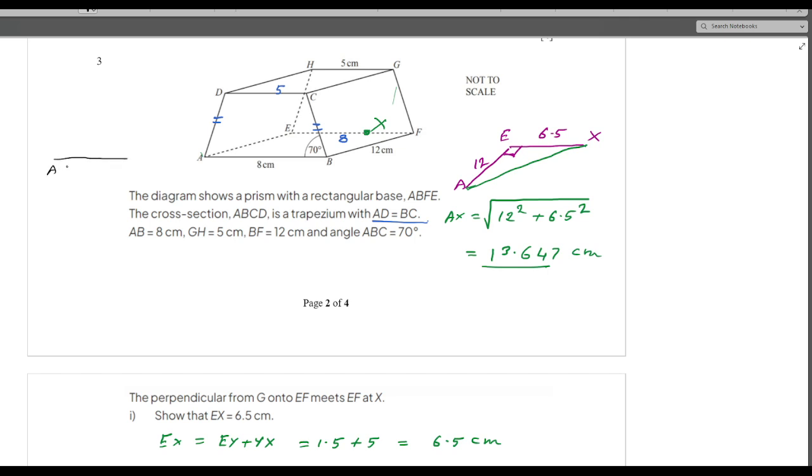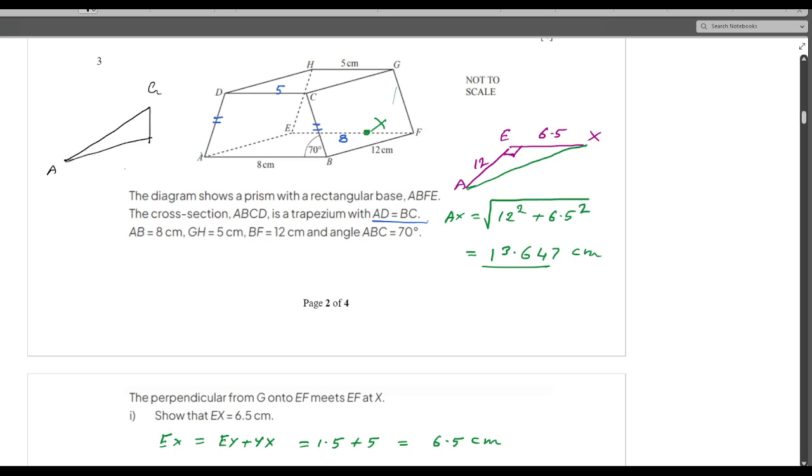So A, G and X. This line is not there. So A, then G will be somewhere here, and X will be somewhere here, something like this. And then I'm drawing a line like this.